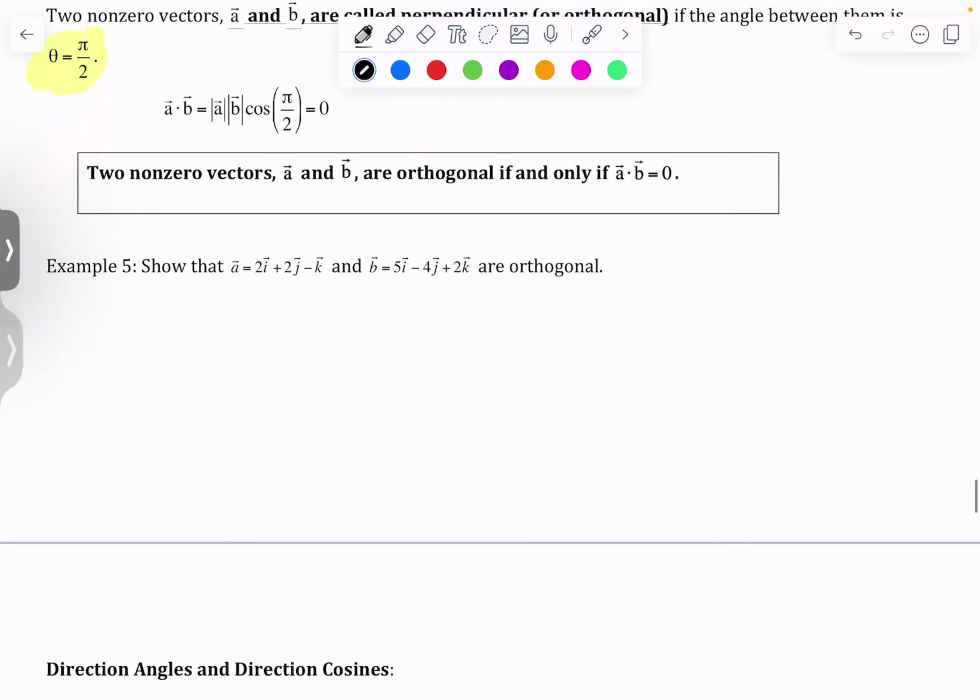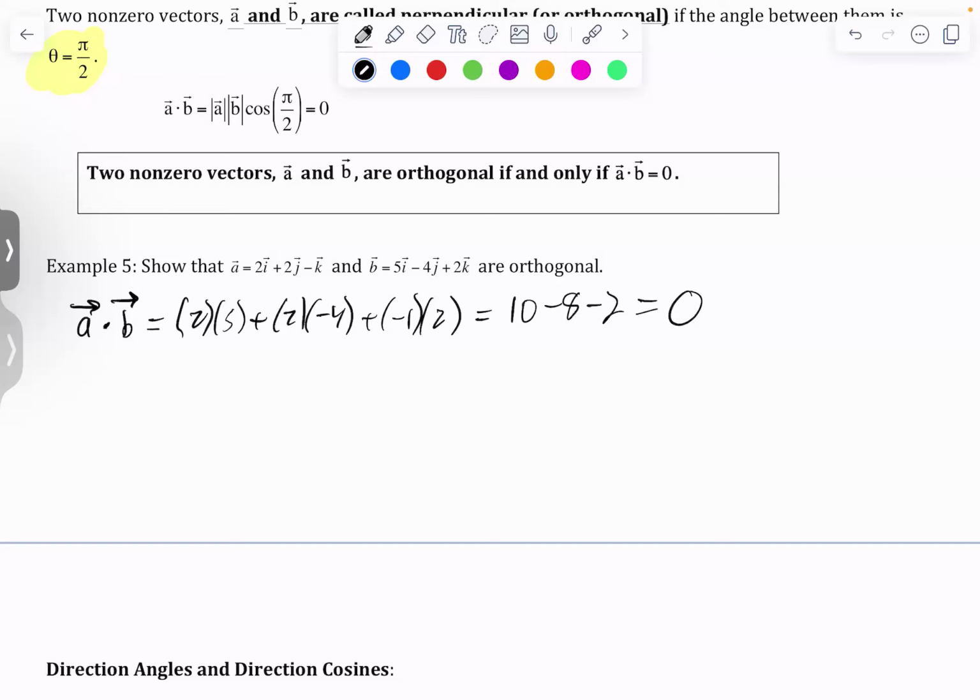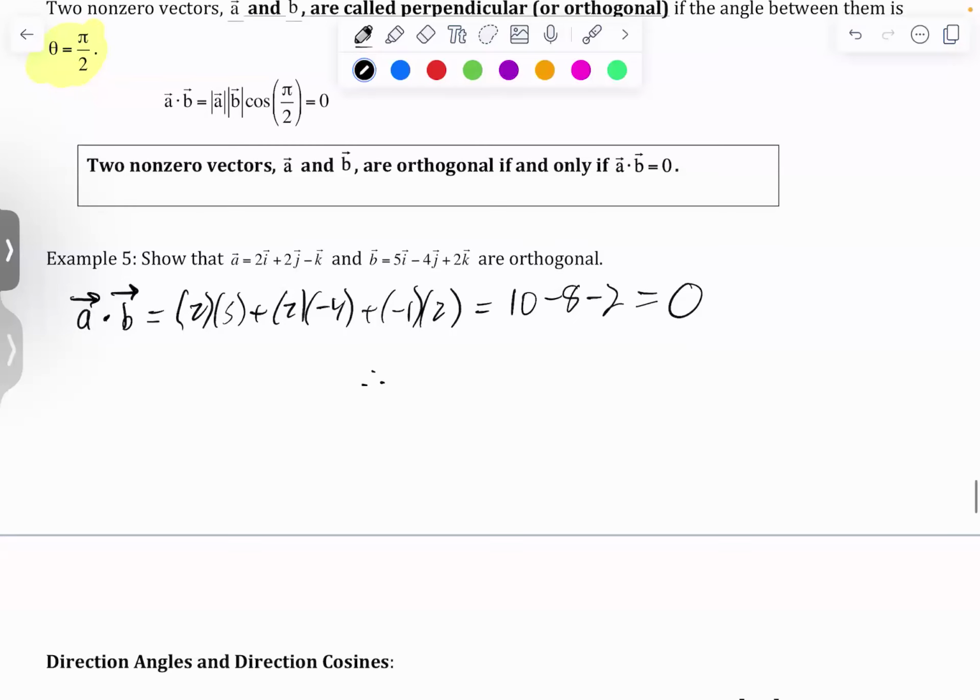And so they're showing that these two are orthogonal. So what we'll do is we'll just dot them. So A dot B. That's going to be 2 times 5 plus 2 times -4 plus -1 times 2. That gives me 10 minus 8 minus 2, and we can see that gives me 0. Therefore, vector A and vector B are orthogonal.